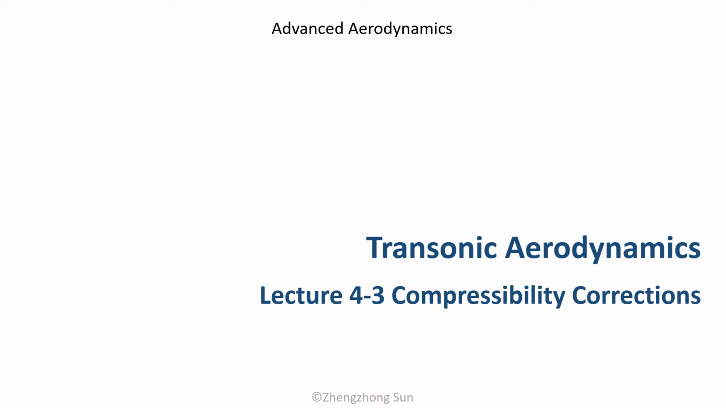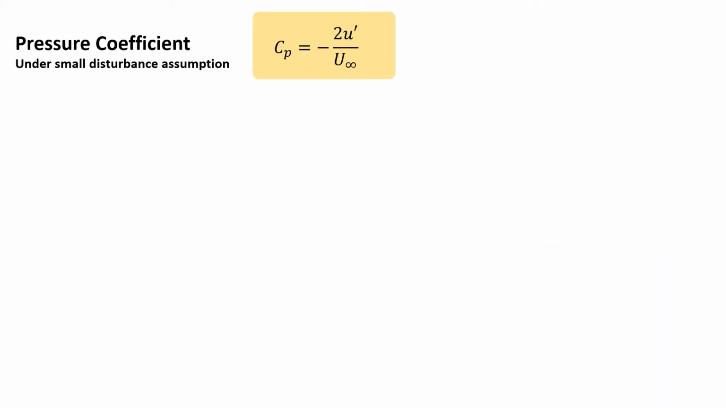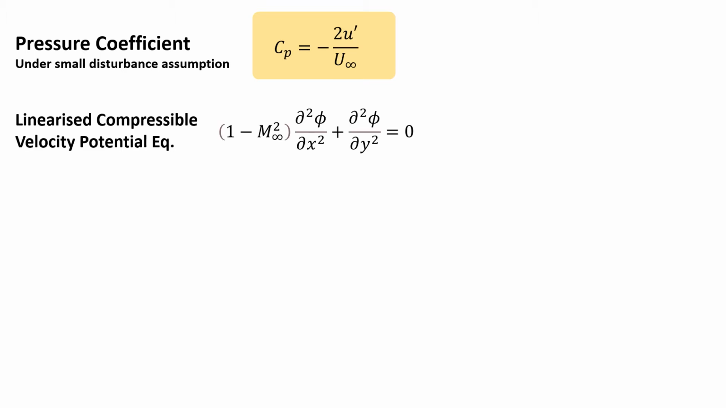In this mini lecture, we will derive the compressibility corrections. We've just derived the pressure coefficient, which is minus twice u prime, the velocity disturbance, divided by u infinity. Remember, this is on a small disturbance assumption. And at the very beginning of this lesson, we derived the linearized compressible velocity potential equation. Do you remember originally it has 3 terms on the right hand side?